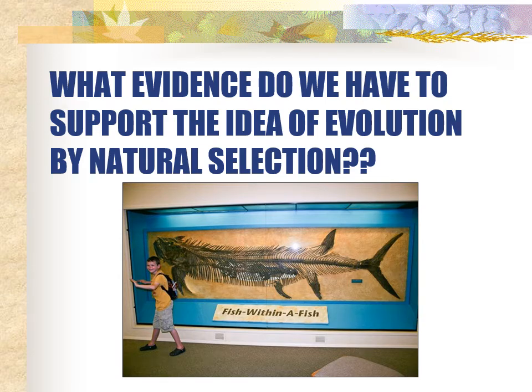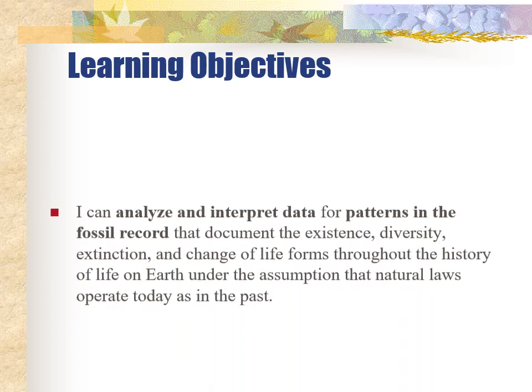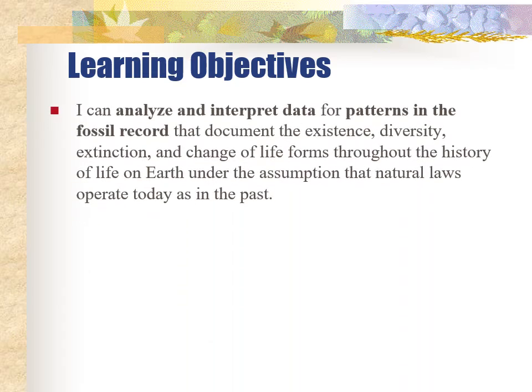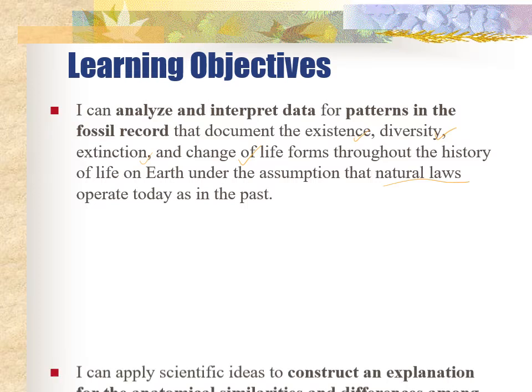Today's lesson is on what evidences we have that help us understand and support this idea that living things have evolved by natural selection. So the key idea today is evidences. Specifically, the learning targets include being able to analyze and interpret data for patterns in the fossil record that document the existence, diversity, extinction, and change of life forms throughout the history of life on Earth, and understand the assumption that natural laws operate today as in the past.